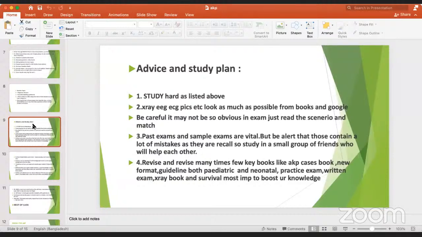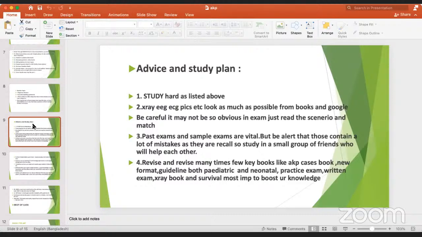Okay. So now, how will you start your study? First, list the books and make hard copies of them. Then make a timetable, a routine for your books, deciding which book you will read. Try to make it system-wise, like today you will read cardiology, then plan for respiratory, after that gastrointestinal. Try like this, okay? And try to read a mix, like the AKP cases book, then some cases from the new format, some from guidelines. Try to mix these things up.